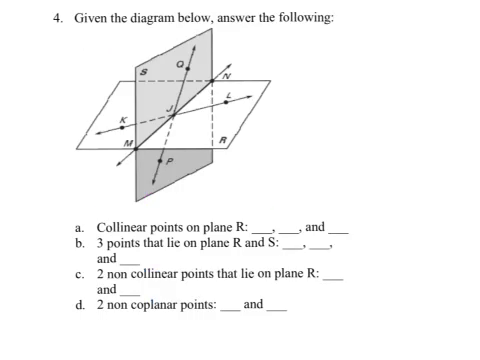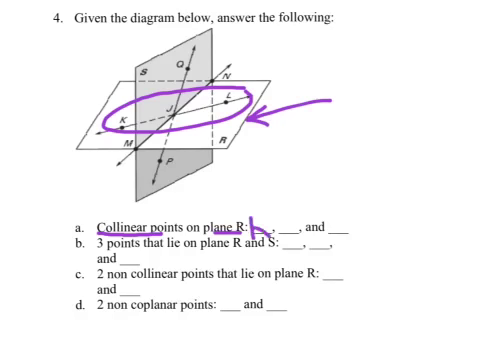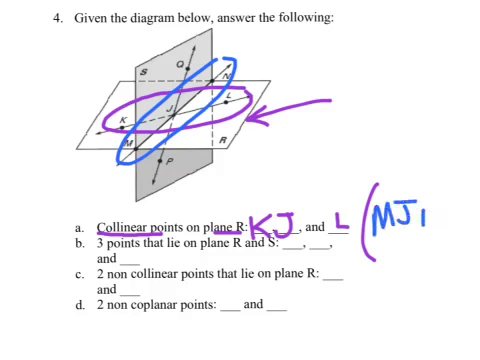This says, given the diagram below, answer the following. So they would like us to find collinear points on plane R. So plane R is the white one right here, and they want collinear points, so points that are all on the same line. You could do those three, which are K, J, and L. You could also do M, J, and N. Those are also collinear.